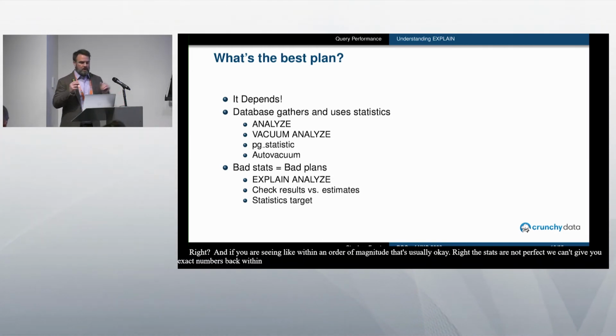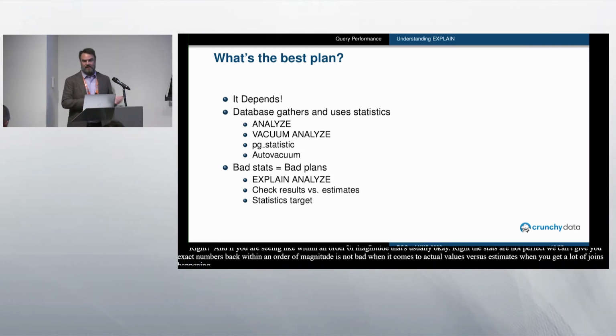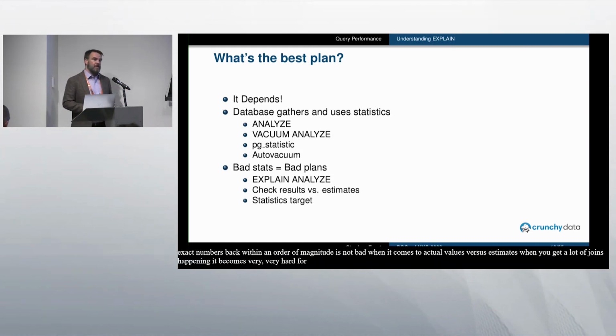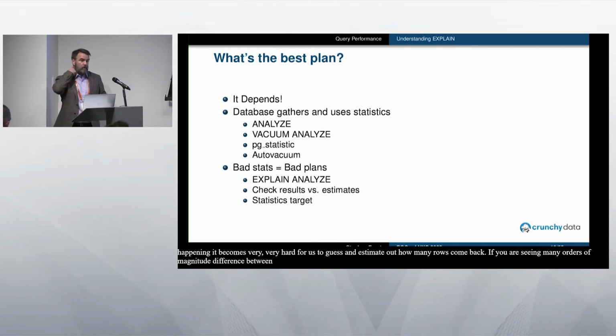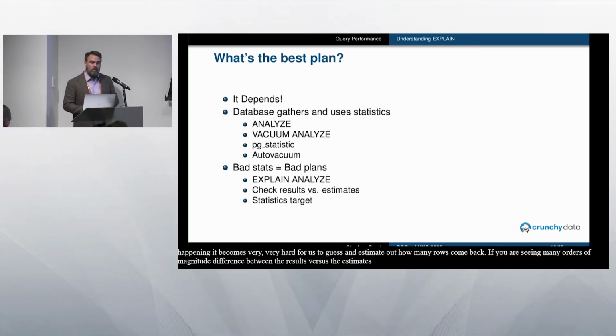When it comes to actual values versus estimates, especially when you get a lot of joins happening and things like that, it becomes very, very hard for us to guess and to estimate how many rows are going to come back, right? But if you're seeing many orders of magnitude difference between the results versus the estimates and you're getting bad query plans, that's where you're going to really want to be running analyze. And you may also want to adjust what's called the statistics target.